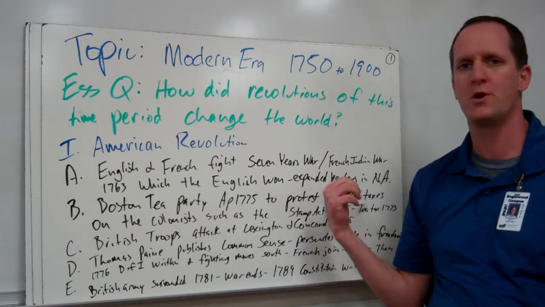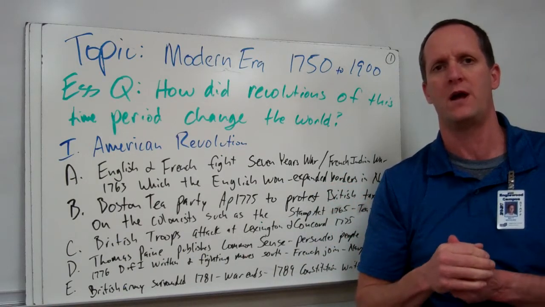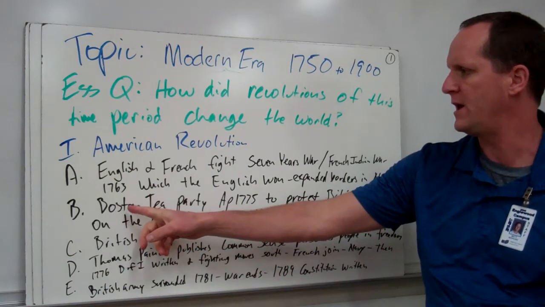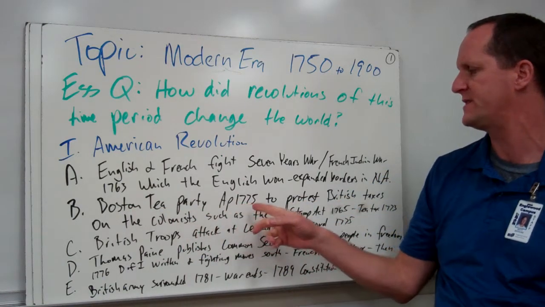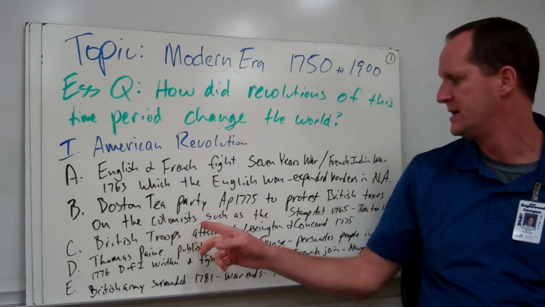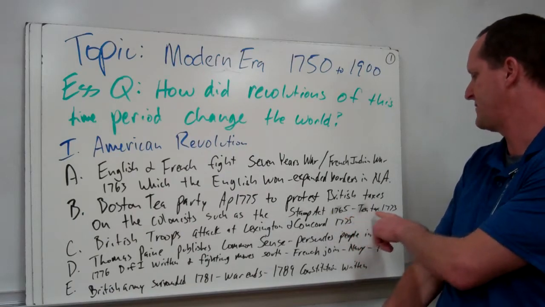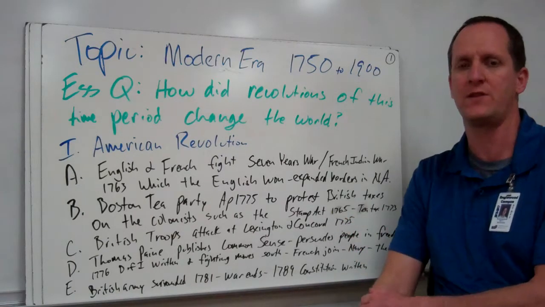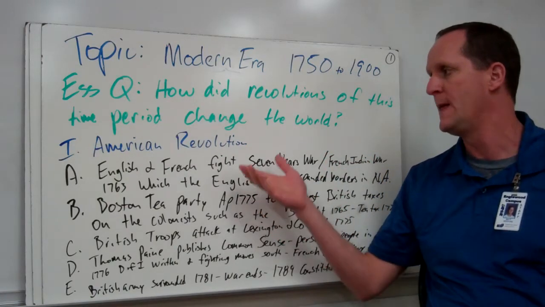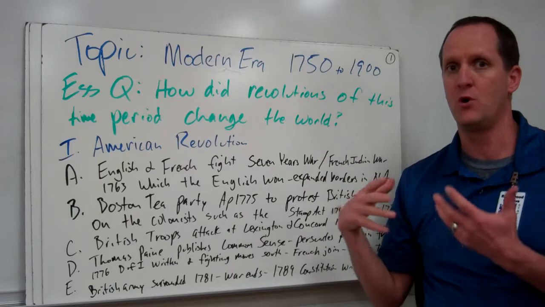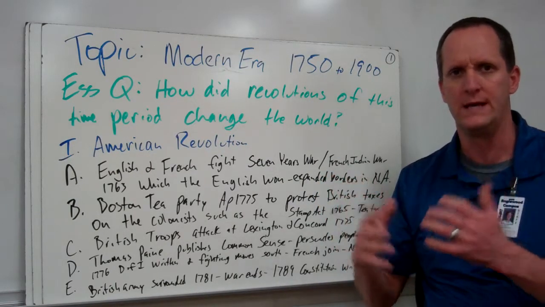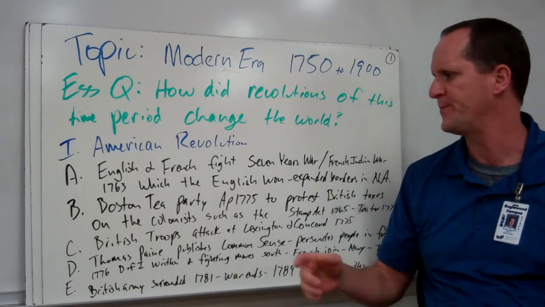It expanded its borders in North America, and we're talking primarily around the area of the Great Lakes region. Then you had the Boston Tea Party in April of 1775 to protest the British taxes on the colonists, such as the Stamp Act 1765 and the Tea Tax of 1773. These taxes were just placed upon the colonists to try to raise revenue to pay for the war. And the more taxes that the colonists had to pay, the more upset they got. You know, the old no taxation without representation.